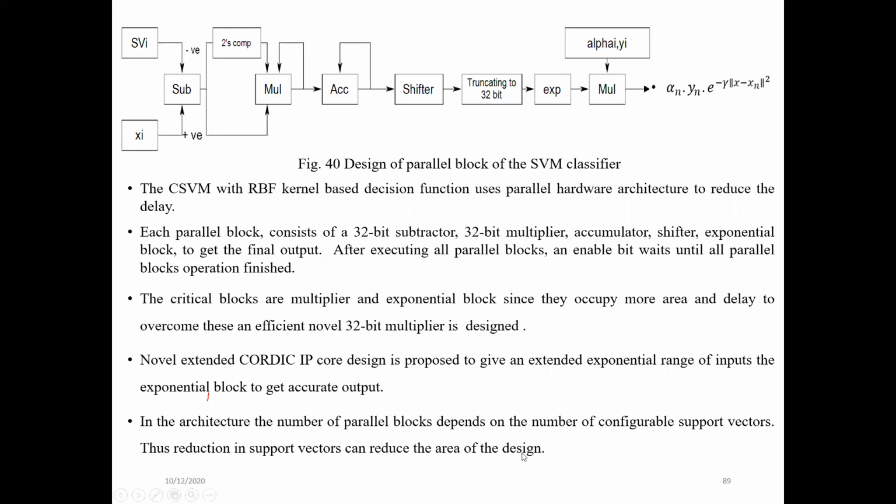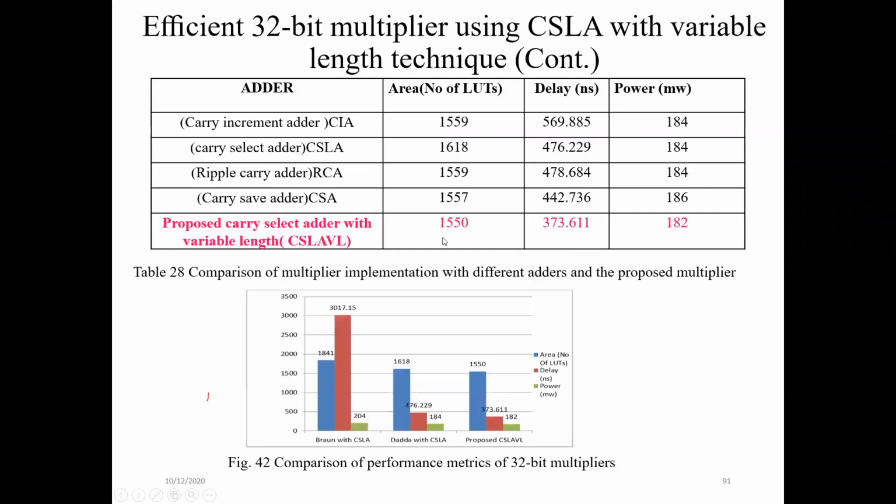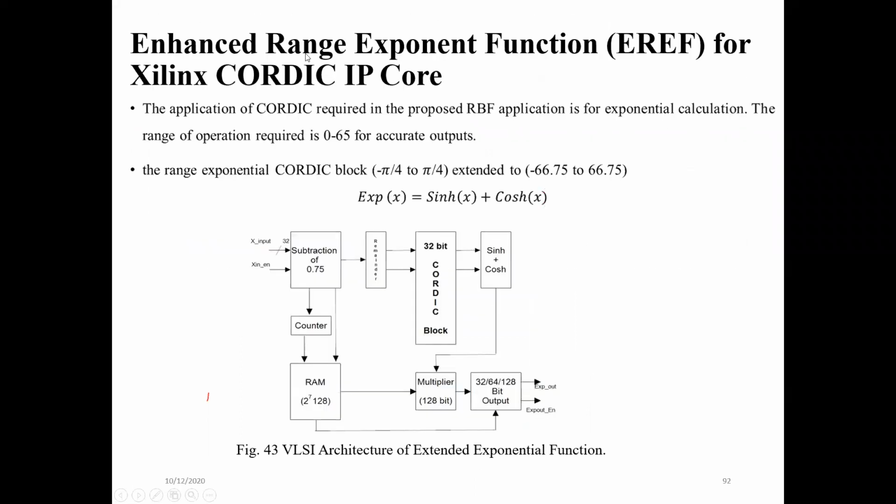In the architecture, the number of parallel blocks depends on the number of comparable support vectors. The reduction in support vectors can reduce the area of the design. So here is the design of an efficient 32-bit multiplier, and the results are shown here.